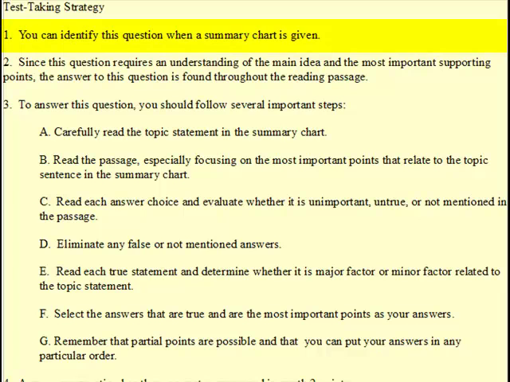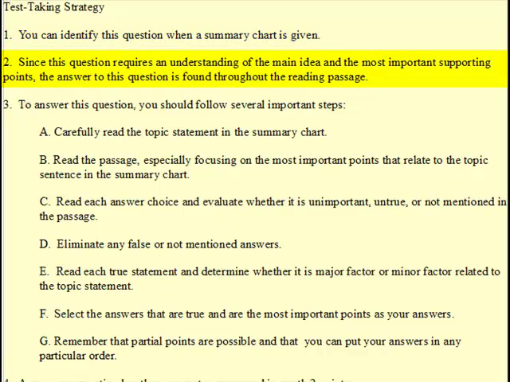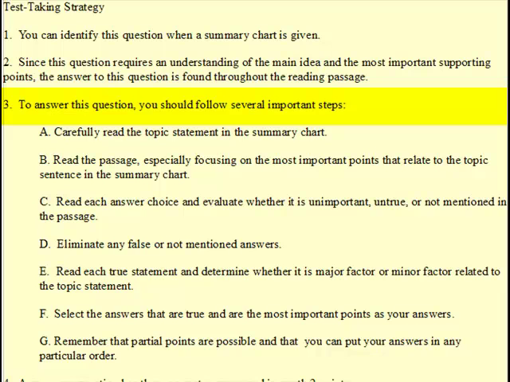Test-taking strategy. 1. You can identify this question when a summary chart is given. 2. Since this question requires an understanding of the main idea and the most important supporting points, the answer to this question is found throughout the reading passage. 3. To answer this question, you should follow several important steps.